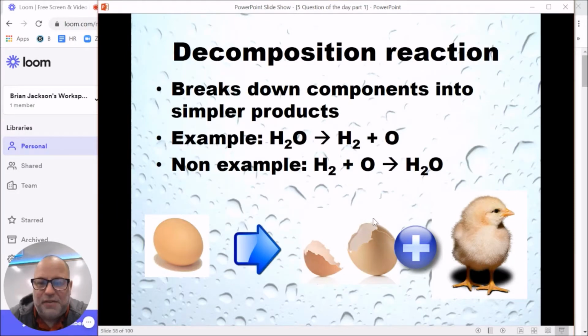That sounds terrifying for that little chick. But anyway, then the chick on the other side, right? So you have the pieces of the same thing over here, right? On this side, it was something whole. Over here, it splits into little tiny pieces. So that would be a decomposition reaction.